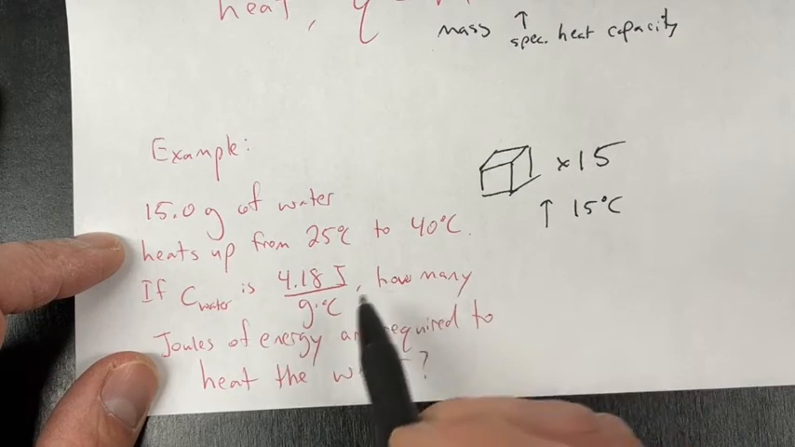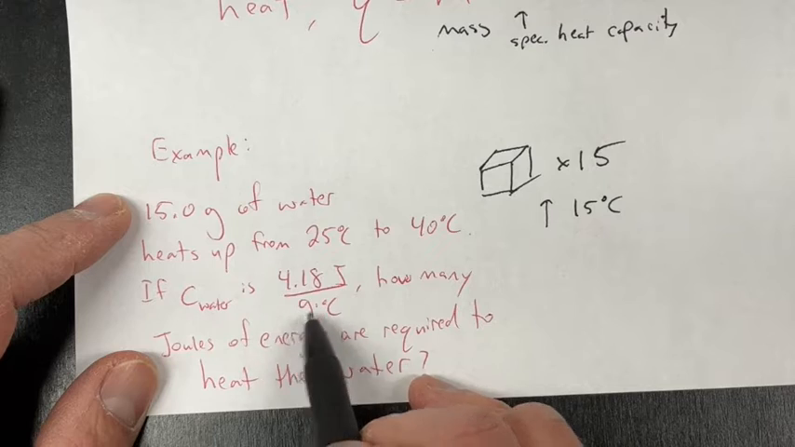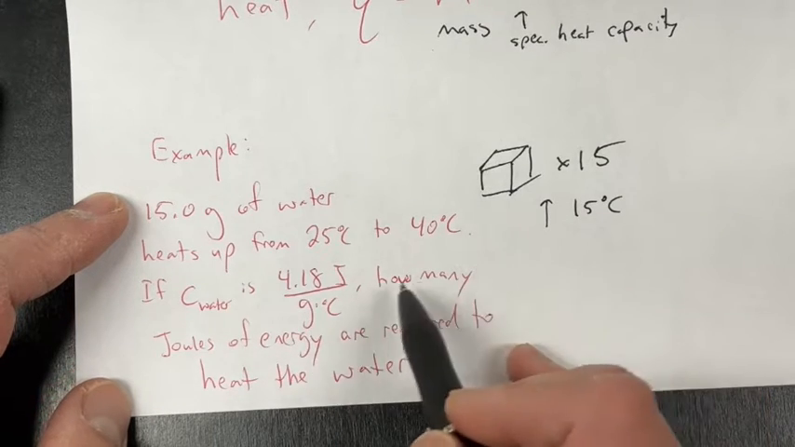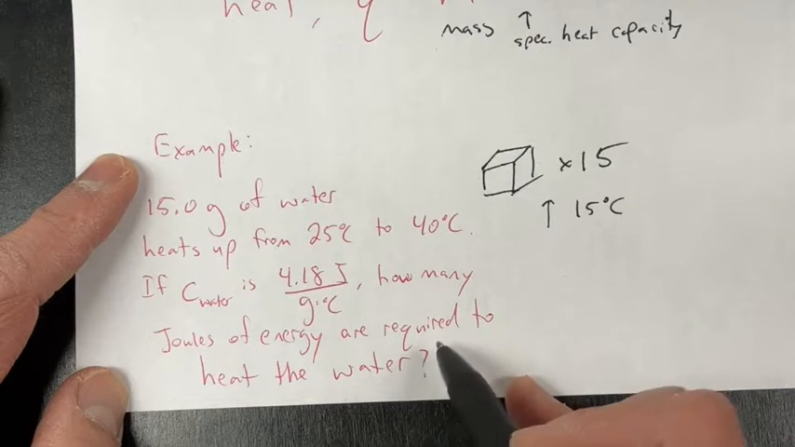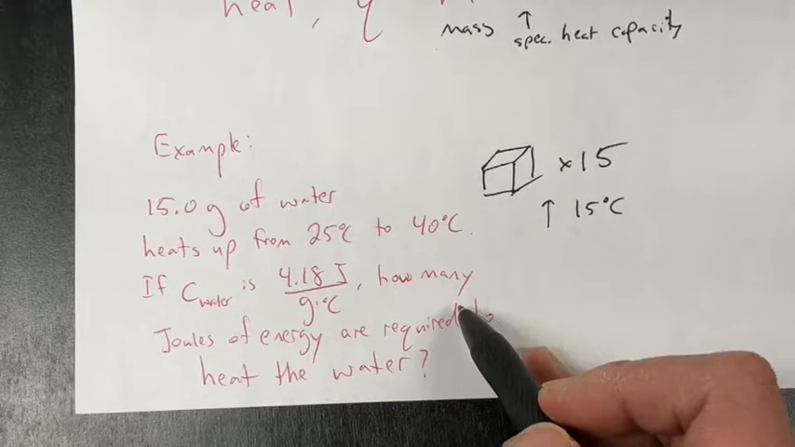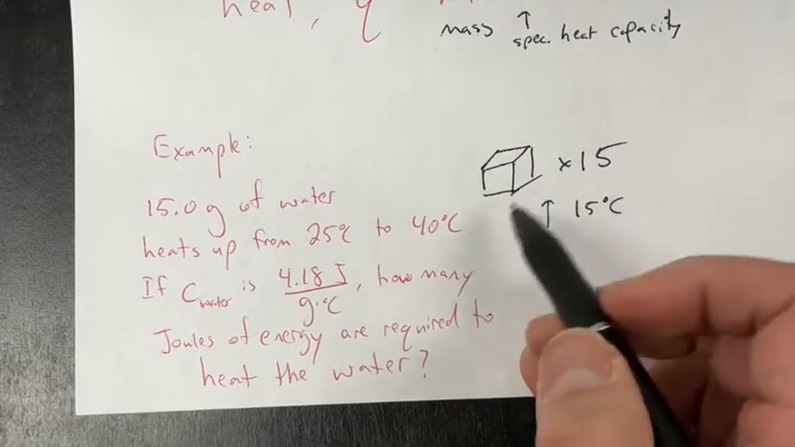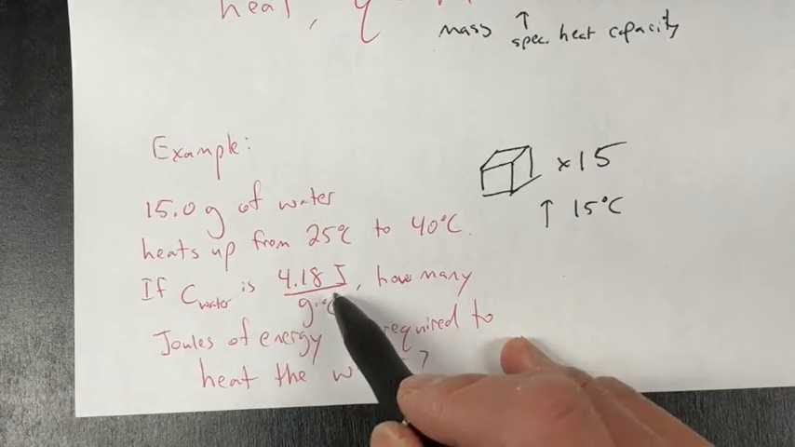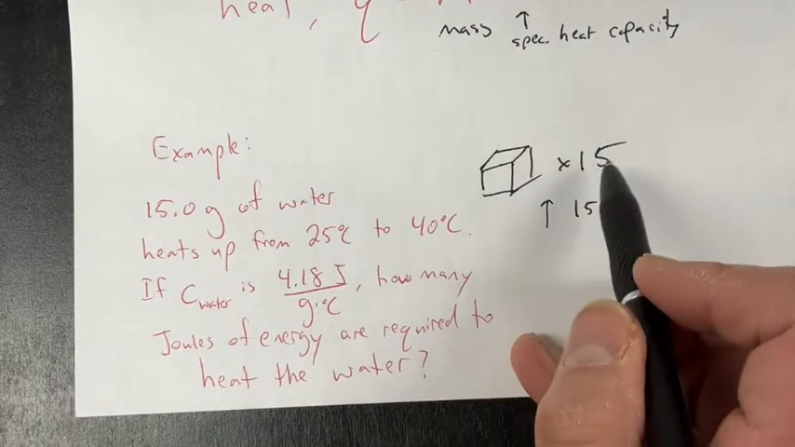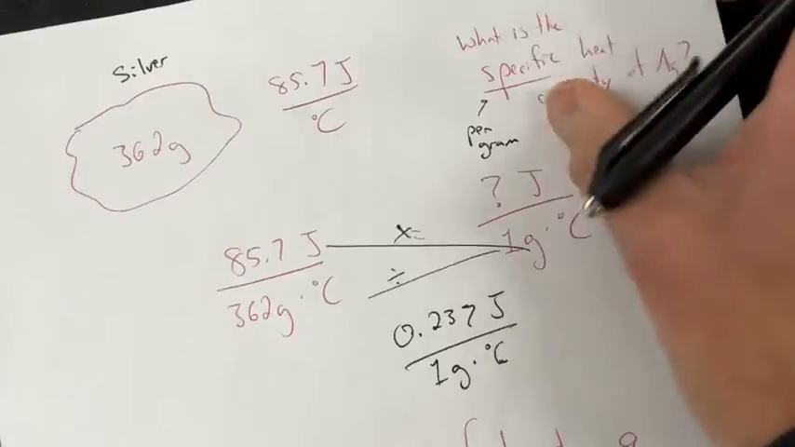Okay. If my specific heat capacity is 4.18 joules to heat up 1 gram by 1 degree Celsius, how many joules of energy are required to heat up this water? Well, I can set this up and use my equation. Intuitively, we can see that it takes 4.18 joules to heat up 1 gram by 1 degree Celsius. Now I have 15 grams, and I'm heating up by 15 degrees Celsius, so it should take a lot more energy.